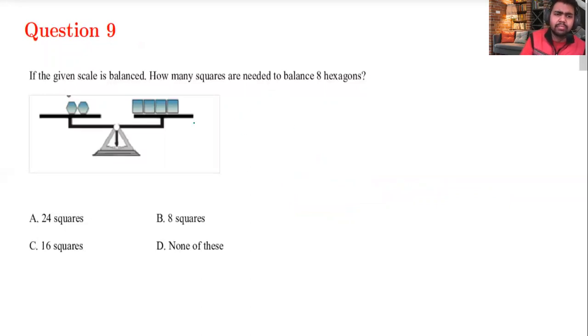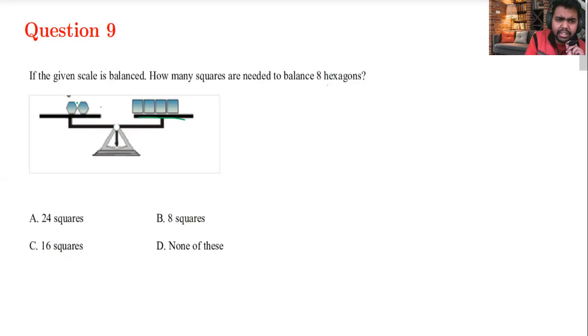Here it's a very simple question. Here you can see in the diagram, there are 4 squares and these 4 squares are balanced by 2 hexagons, right? If you have to balance 8 hexagons, how many squares would be needed? So it's very easy. What you are going to do is make this hexagon count 8.